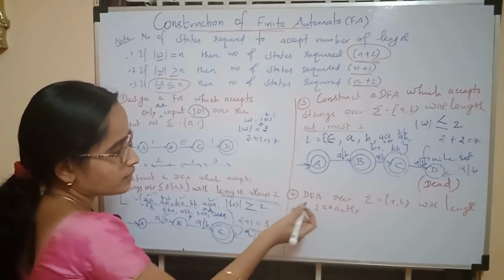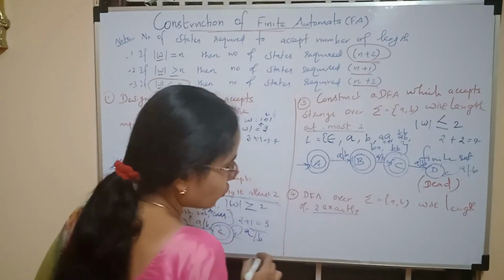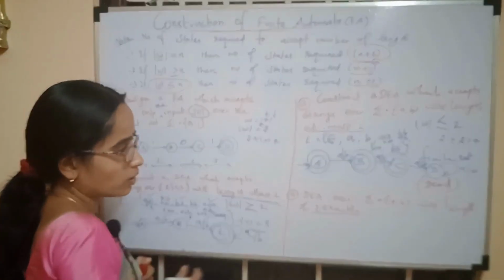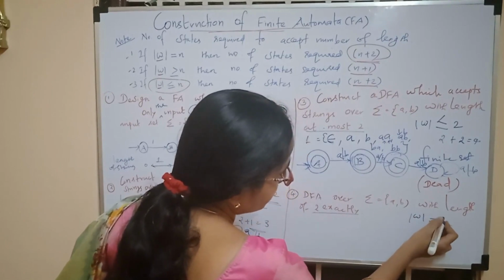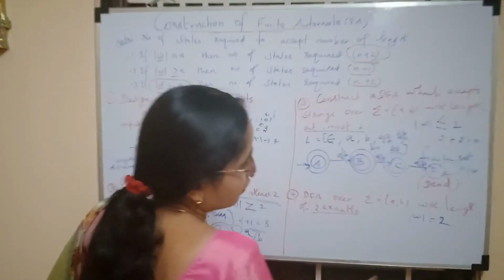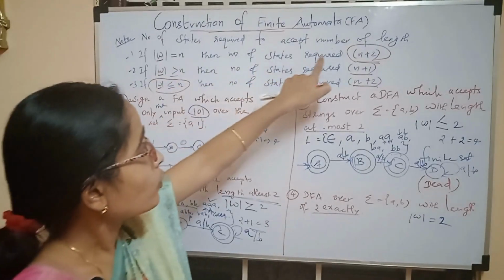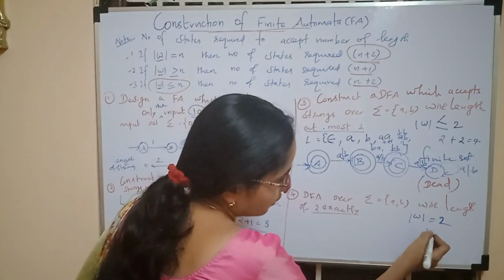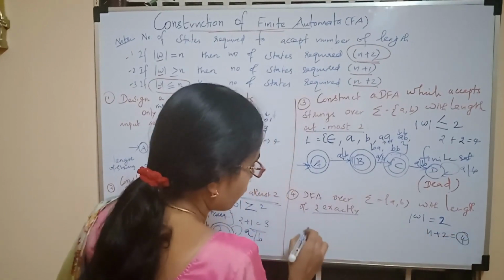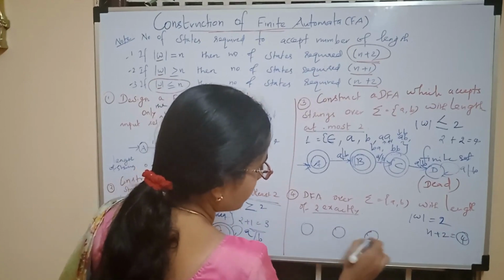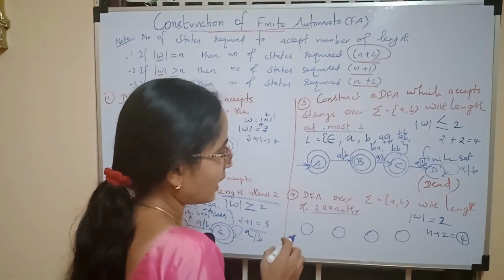The fourth problem is DFA over sigma with length exactly 2. This is the case for W equal to 2. When I say W equal to 2, what will be the number of states required? N plus 2, which means 2 plus 2 you will get 4, right? So again you will have 4 states here. What will be the members of the language here?